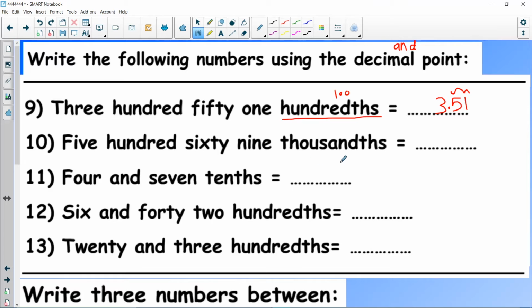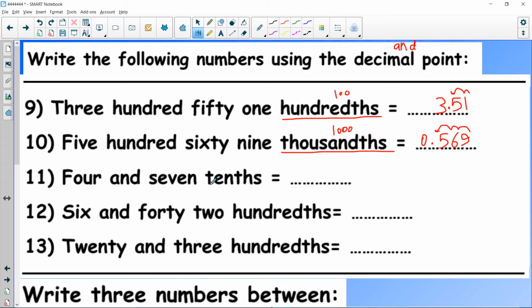569 thousandths. Underline thousandths, 3 zeros. According to the number of zeros, move from right to left. 1, 2, 3. The new decimal point will be here. And there's no whole number, then I will put 0.